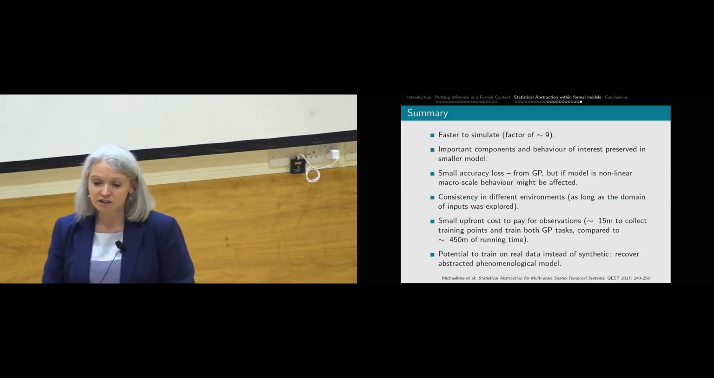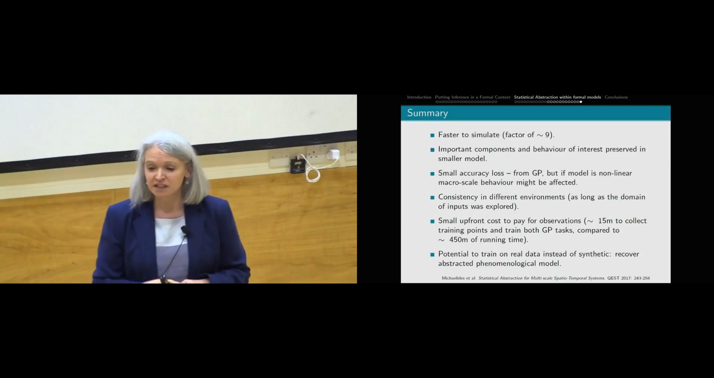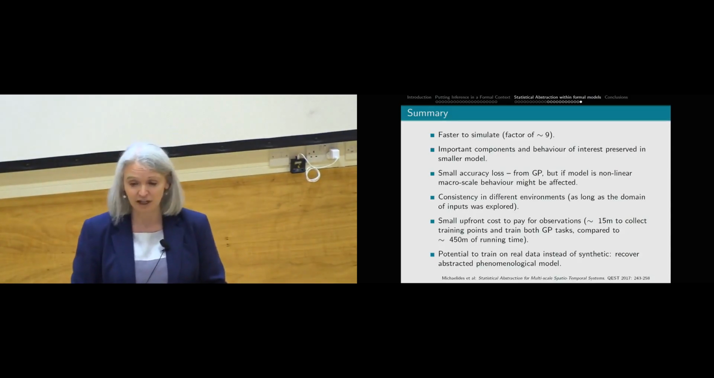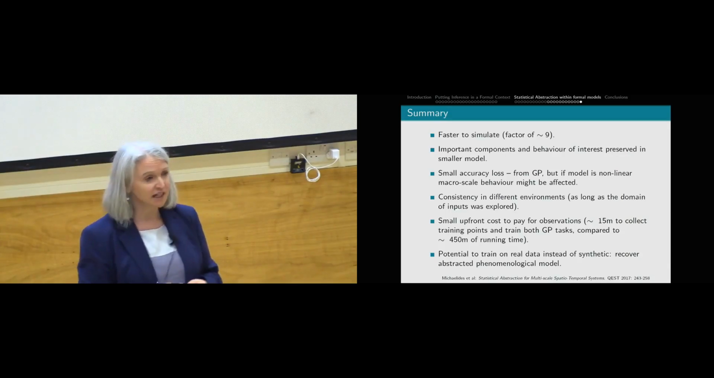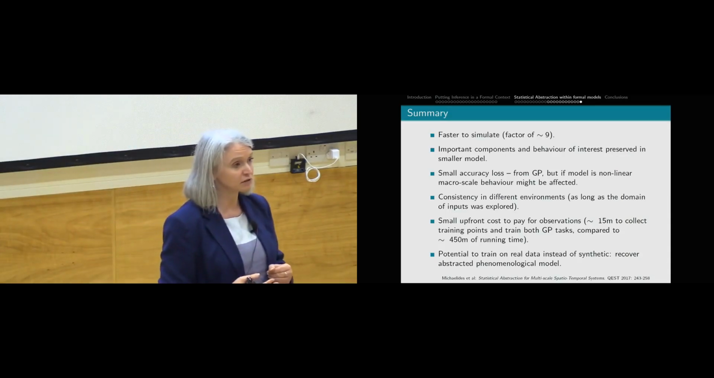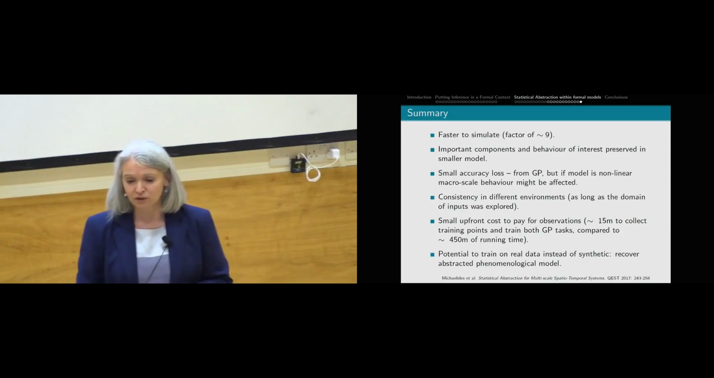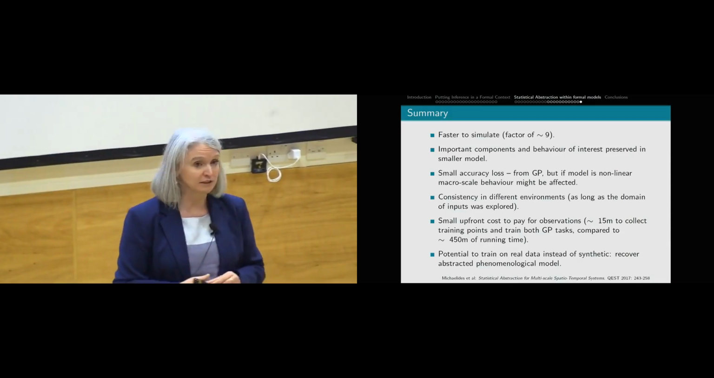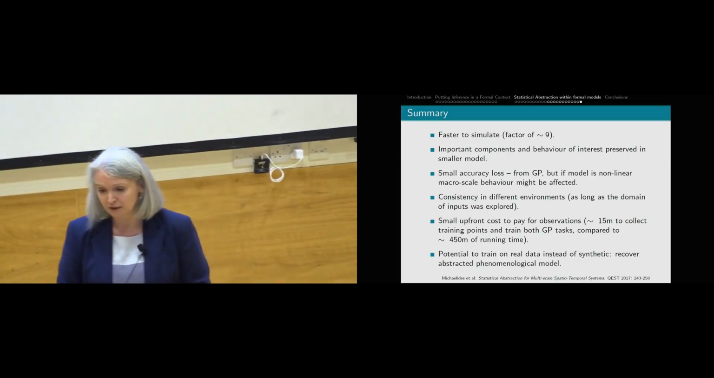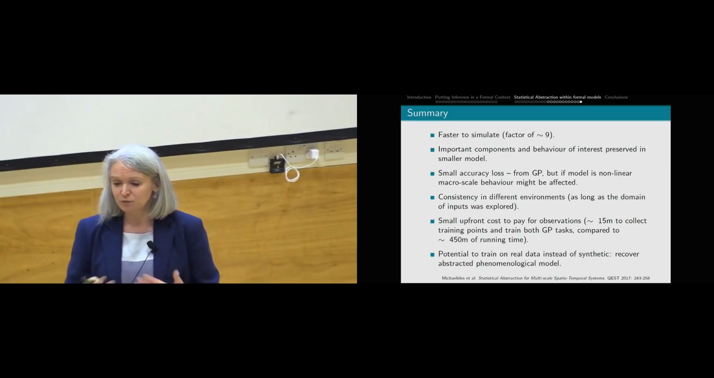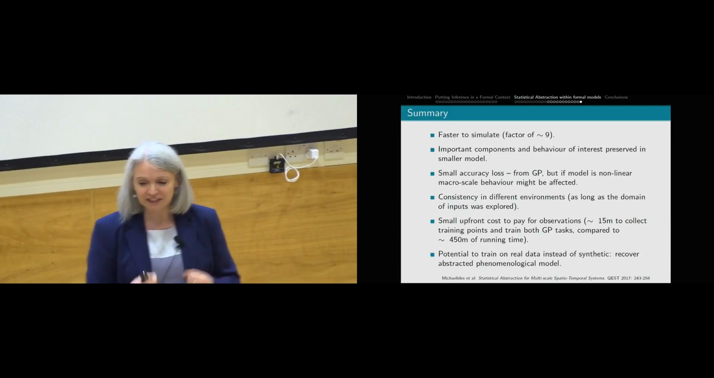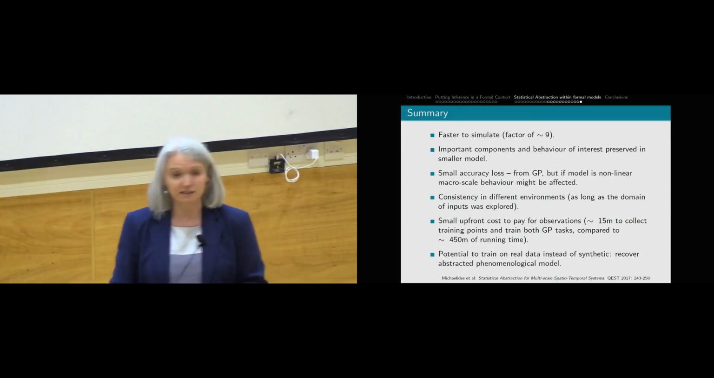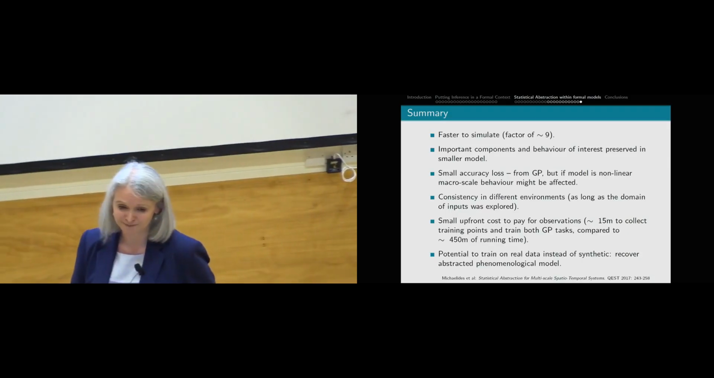There is a cost, so we have to build our function, so we have to have a certain number of training points, and this takes about 15 minutes to build. But this compares with 450 minutes of running time when we use the full model. Okay? And in our case, we build sort of synthetic data by running this abstracted model, but you could see doing this with real data that you perhaps collected.